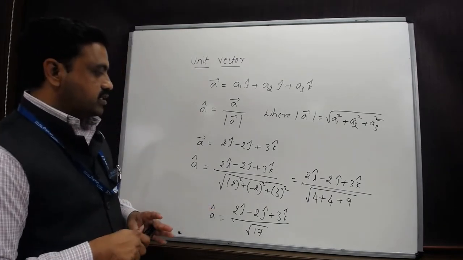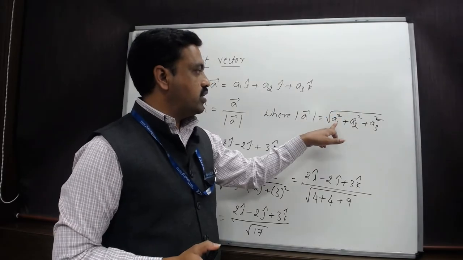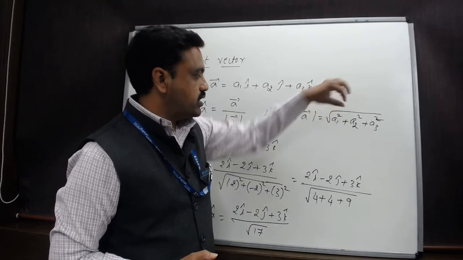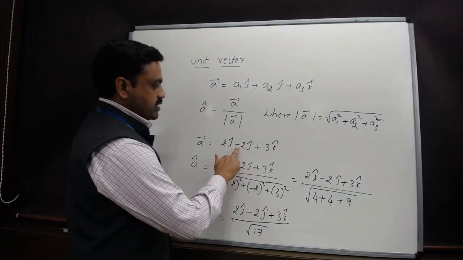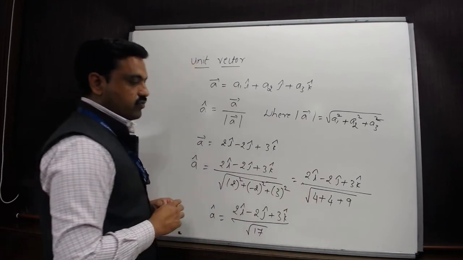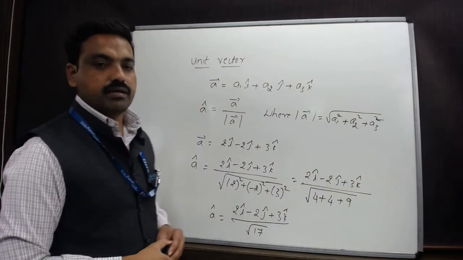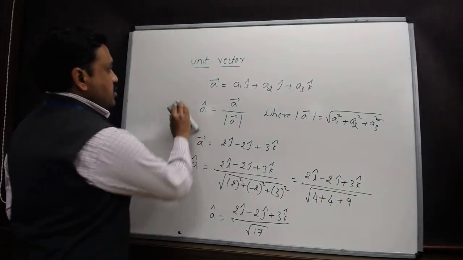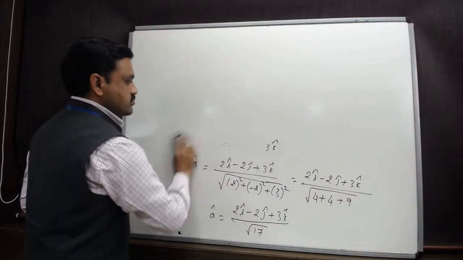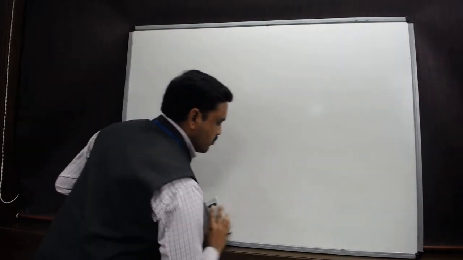Students, just observe here, in the magnitude of a, it is the square root of a1 square plus a2 square plus a3 square, so square for every term. If there is a minus in the vector, that minus becomes plus. You should carefully observe this, because inside the square root no negative comes, especially in the magnitude. Okay, now I'll explain the concept of product of a vector.